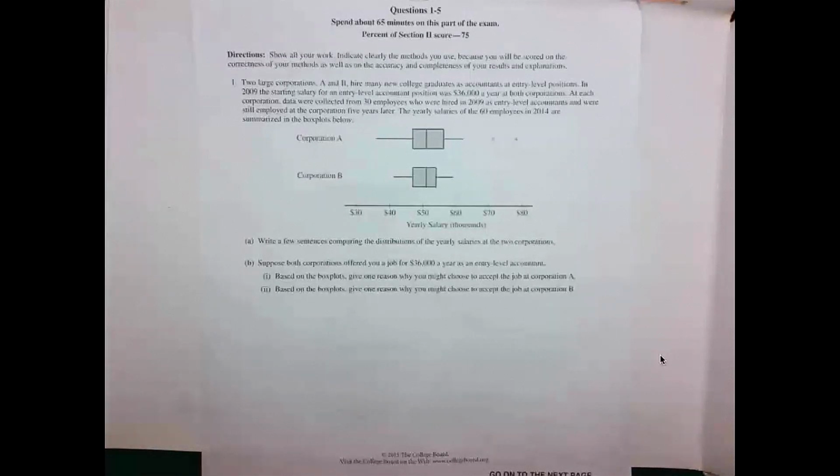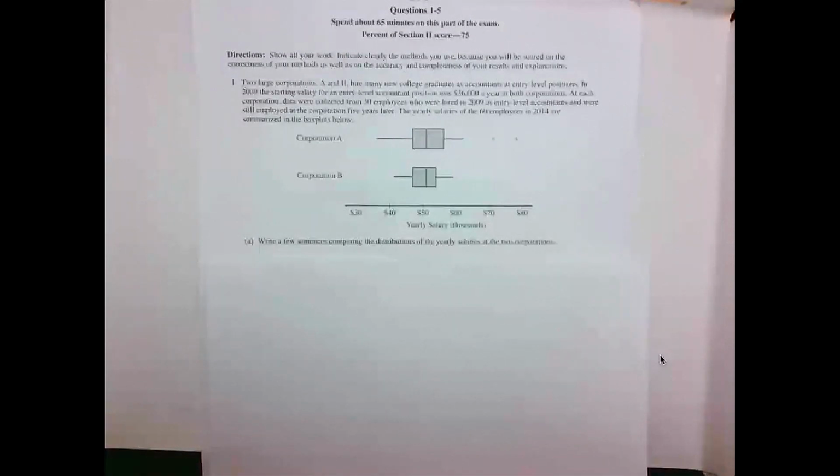In this video, we'll be looking at the 2015 AP Stats free response question number 1. I'm going to assume that you've read the problem. I'm going to skip and go directly to part A. It says, write a few sentences comparing the distribution of yearly salaries at the two corporations.